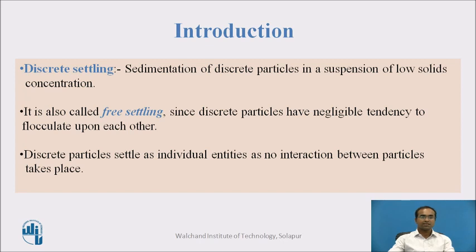Now, let's see what is meant by discrete settling. Basically, discrete settling is a sedimentation of discrete particles in a suspension of very low solid concentrations. It also means free settling, since the discrete particles have a negligible tendency to flocculate upon each other. As the discrete particles have their own shape and size, and behave as individual entities, no interaction between particles takes place.